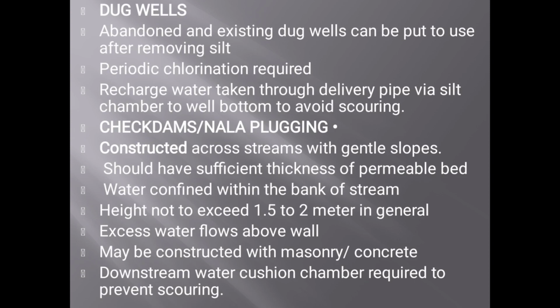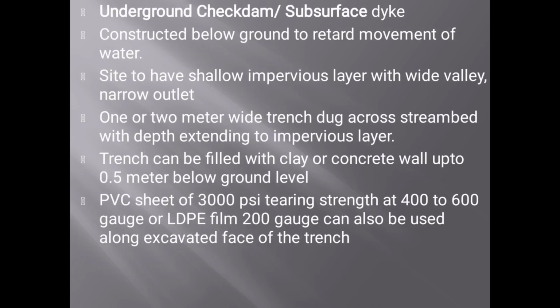Next one, check dam and nulla plugging. Constructed across streams with gentle slope, should have sufficient thickness of permeable bed, water confined within the banks of the stream, height not to exceed 1.5 to 2 meters in general. Excess water flow above the wall may be handled with masonry concrete. A downstream water cushion chamber is required to prevent scouring.